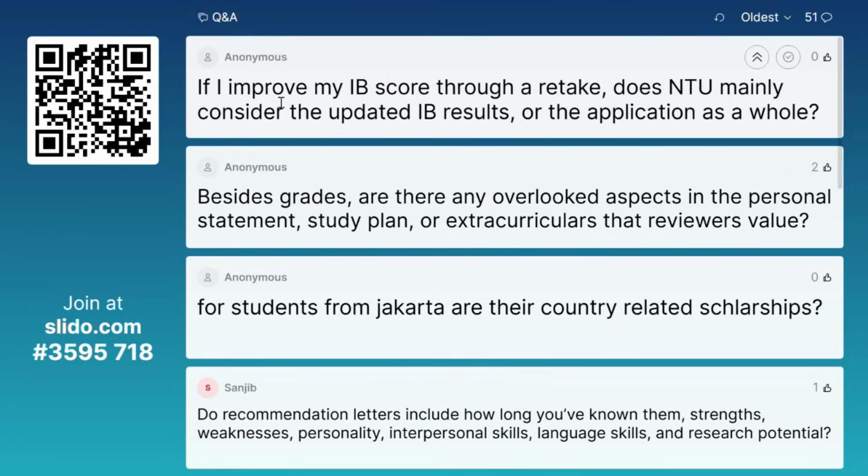If I improve my IB score, does NTU mainly consider the updated IB score or the application as a whole? I think there was a similar question before. We will consider it as a whole, and all the things together will be considered.